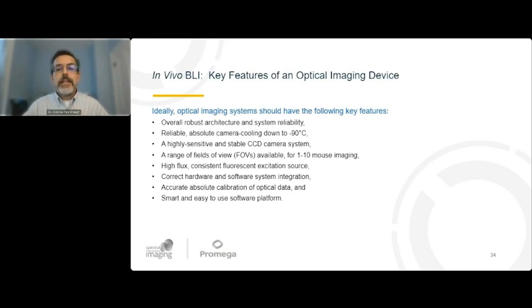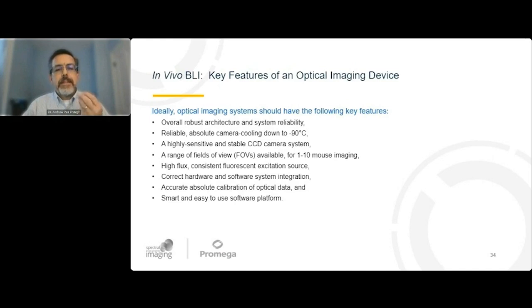Now, the camera system and its sensitivity are, of course, critical. Typically, what you'll be using in any optical imager is a cooled CCD camera system. It's cooled down to minus 90 to eliminate any electronically associated dark current noise. And the technology used to keep the camera at minus 90 is a critical component, making sure that it will operate for hundreds of hours is absolutely critical.